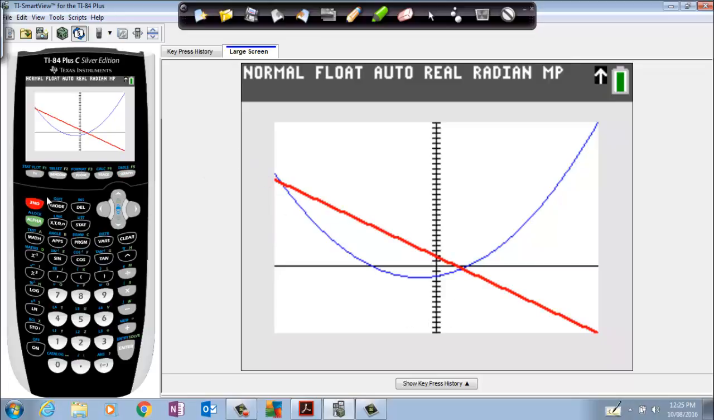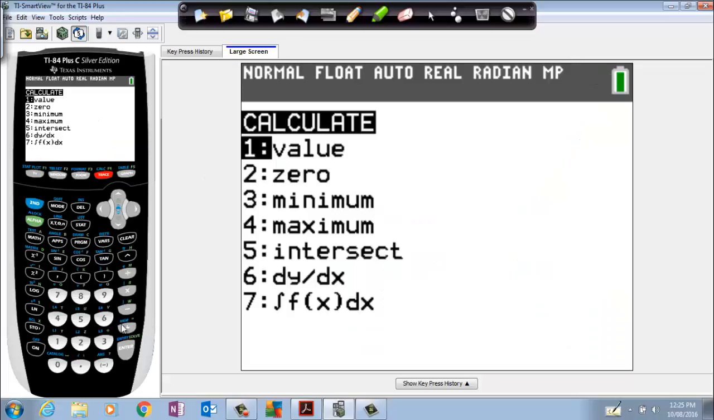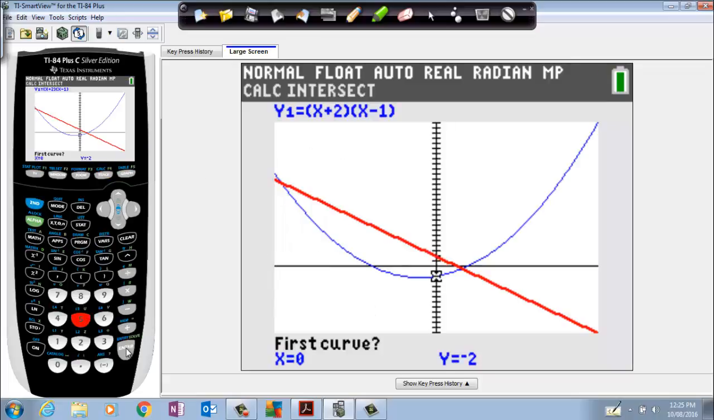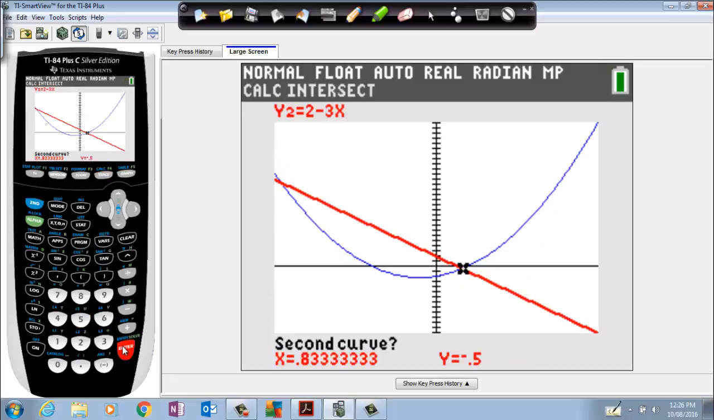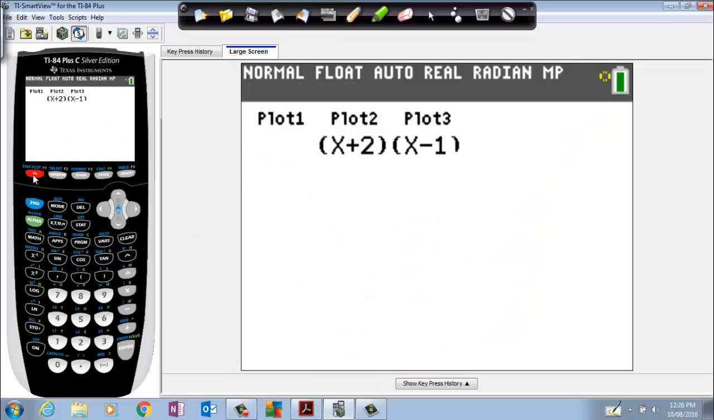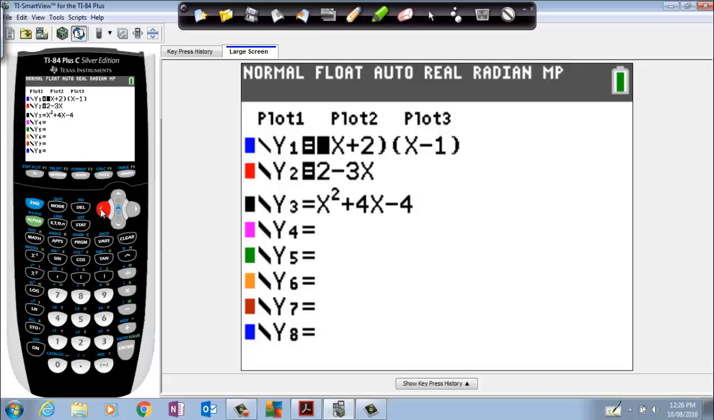So to intersect it, we go second calc, intersect 5, and you go to ask for the first curve, the second curve, and a guess, and the answer is 0.82. If we do that again, second calc, intersect, and we go first curve, second curve, but this time we're going to move it closer to the other point for our guess. It'll give us the second value, the second answer, and we press enter. We get minus 4.8.